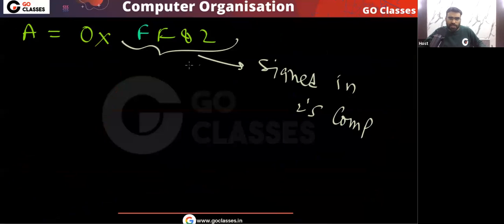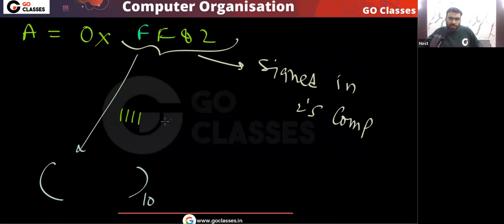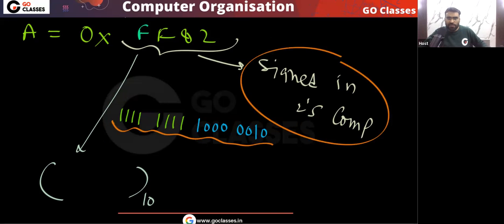Now, if you want to find this in decimal, what will you have to do? First, you expand this. It is 1111 1111. Then 8 is 1000, and 2 is 0010. Tell me what this value is. This is a signed value in 2's complement.